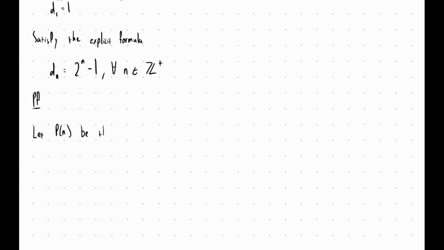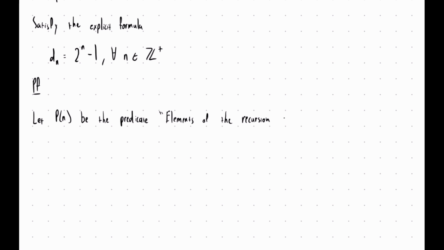Satisfy the formula 2 to the n minus 1. Right there. So no quantifier. I didn't put the for all n in C++. So that means some elements could satisfy, some elements might not. So here it comes. Base step.